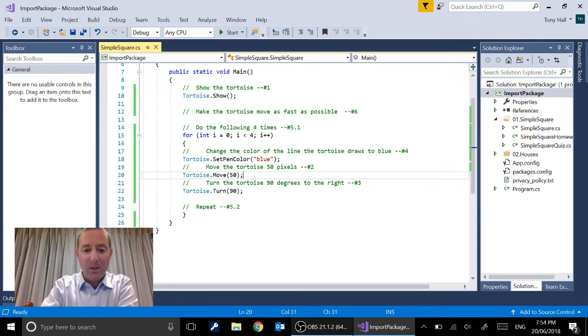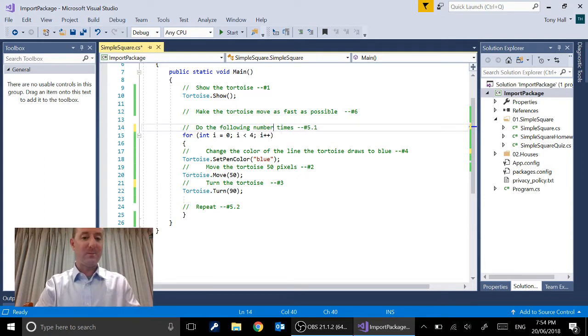So what we're going to do is just get rid of some of the details. So we no longer want to just turn 90 degrees to the right. We're just going to say turn the tortoise and do the following. Let's change that to a number of times because we're going to change our numbers around.